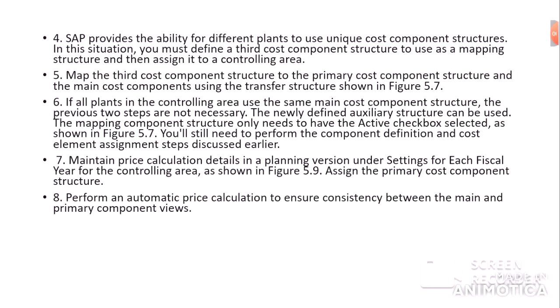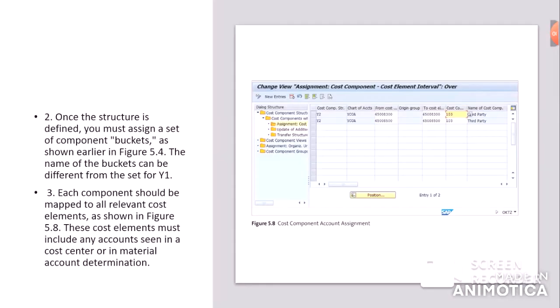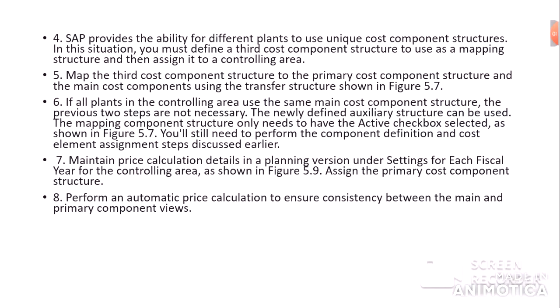Shown in this, if all the plants in the controlling area use the same main cost component structure, the previous two steps are not necessary. The newly defined auxiliary structure can be used. The mapping component structure only needs to have the active checkbox selected. You still need to perform the component definition and cost element assignment steps discussed earlier.